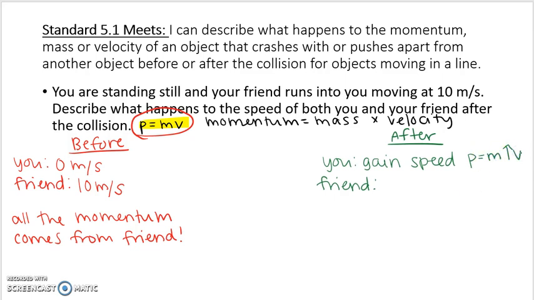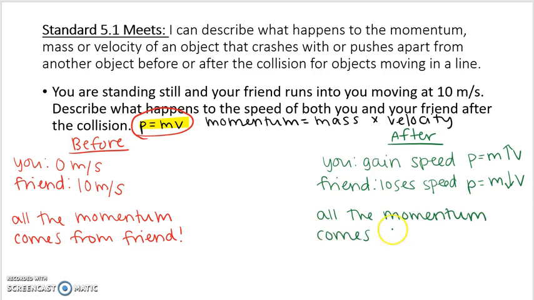For your friend, if we want these two P's to add together to have a total momentum the same as before, and previously you had a speed of 0 and therefore a momentum of 0, to keep that momentum the same, your friend's mass doesn't change, so what we need to change is we need to decrease their velocity. So your friend loses speed. Now, all the momentum comes from you and your friend.